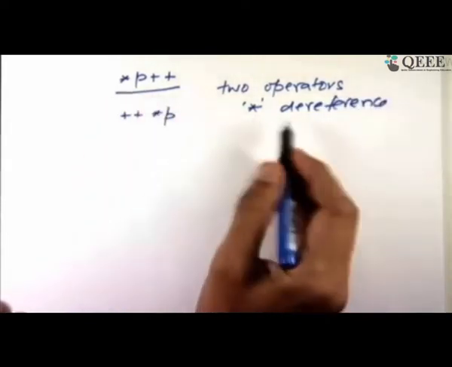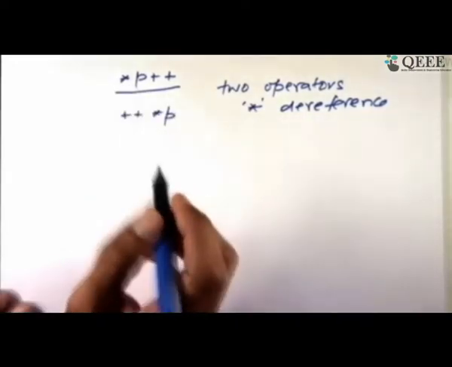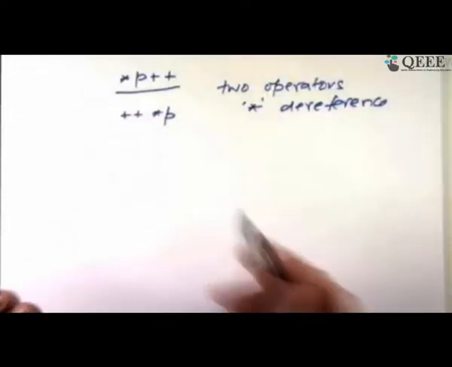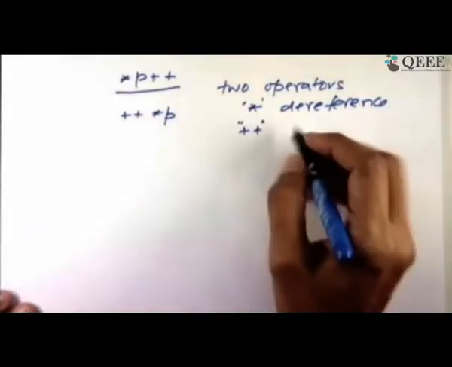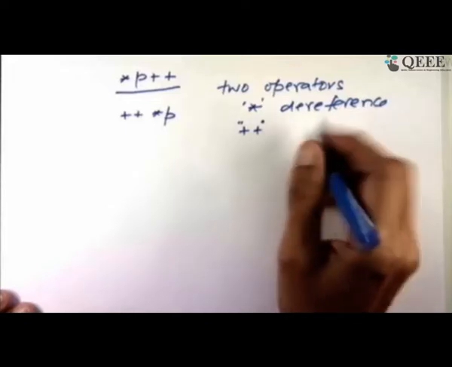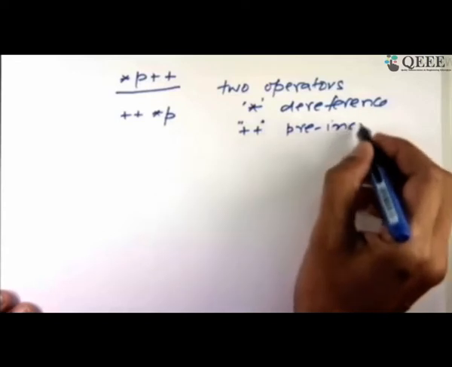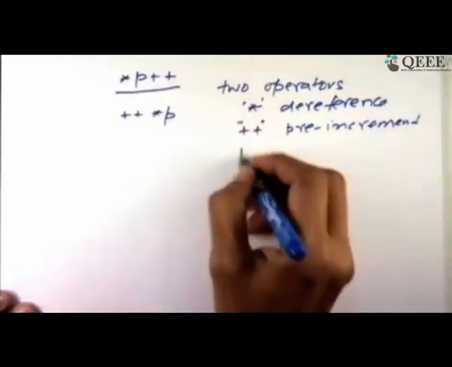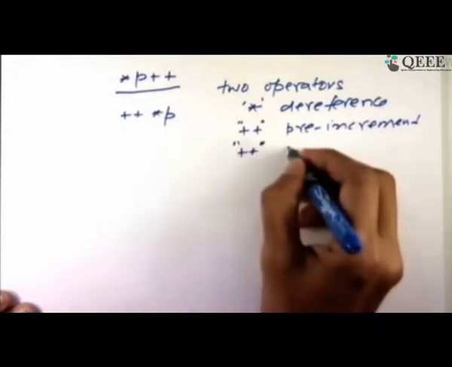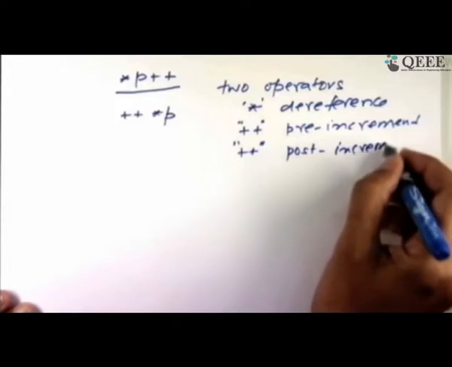So take P, star P means go to the address which is contained in P and look at that object. And plus plus is a unary operator, which is basically pre or post increment. So here it is pre increment because it is coming first, and in the second one it is a post increment. So I am telling you the general rules. You should figure it out. If you cannot find out, then you can ask me in the next class.